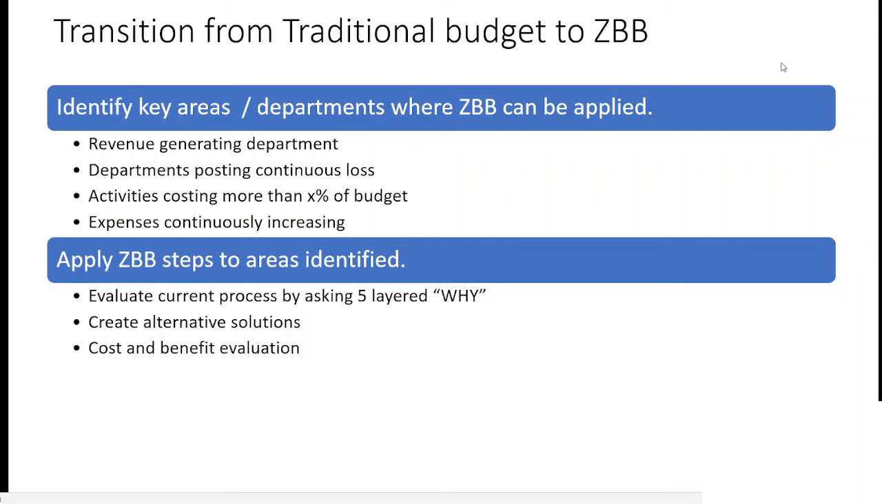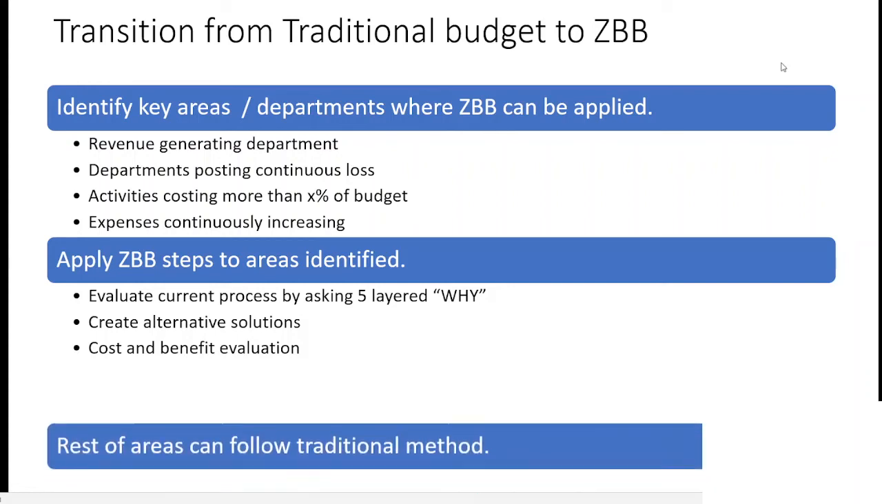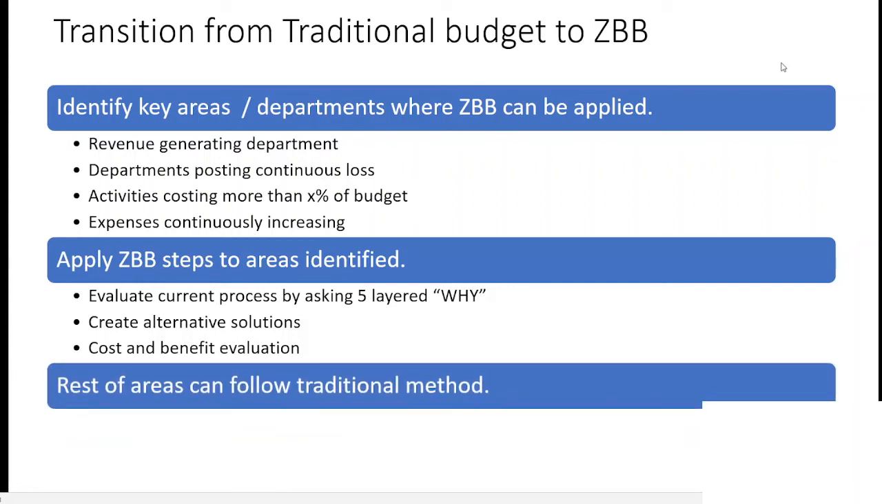Then another reason came up. And then we ask again, why can that not be solved? So normally it's a five layered why. Sometimes you get the root cause in three whys or four whys, and sometimes you have to go up to five or six. But generally, that's the maximum. Then once we know the root cause, we create the alternative solutions, carry out the cost and benefit evaluation for the alternative options, and then we select the best option based on the standards.